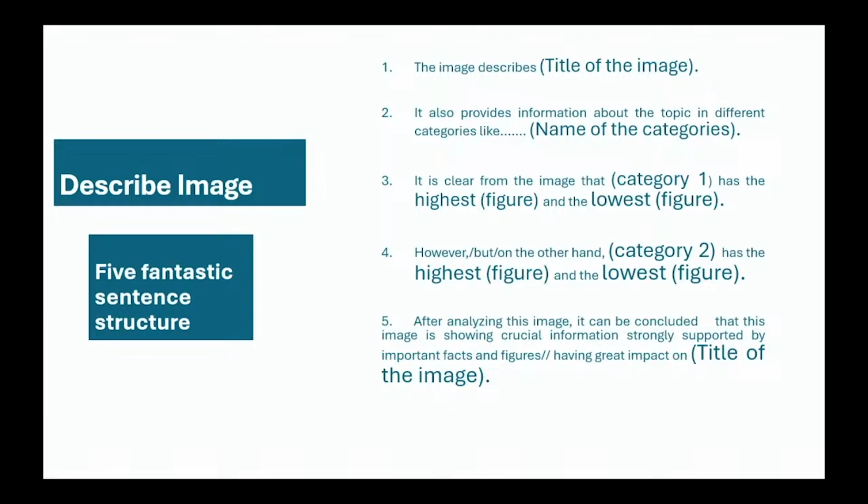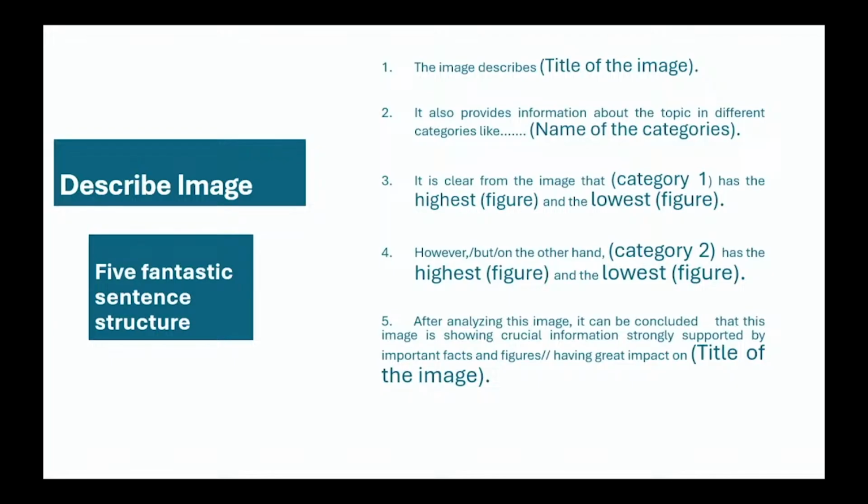Similarly, if there is a timeline graph with maybe 3 or 4 lines, you can randomly pick any 2 categories. And similarly, in the next sentence, with however or on the other hand, you have to choose only one. Category 2 has the highest figure and the lowest figure. Last is your conclusion: after analyzing this image, it can be concluded that this image is showing crucial information strongly supported by important facts and figures having great impact on the title of the image.